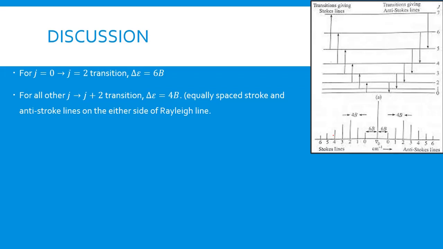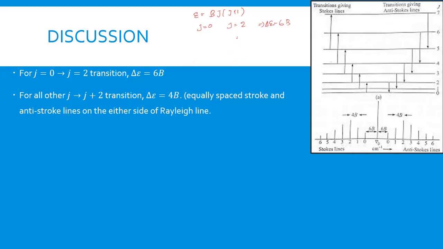Now, let us see some discussion over the rotational Raman spectra because it is somewhat important. We know that the energy is given by BJ(J plus 1). So if the transition is happening from J is equal to 0 to J is equal to 2, for J is equal to 0, energy will be 0. For J is equal to 2, energy will be B into 2 into 3, that will be equal to 6B. Therefore, you will find that delta E is equal to 6B.